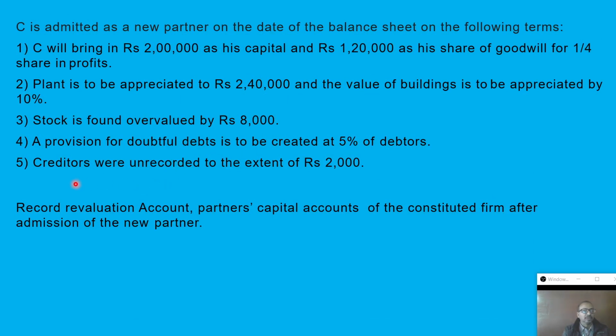After that, the next adjustment: creditors were unrecorded to the extent of rupees 2,000. Unrecorded means which was not shown. When the supplier supplied the goods to us, at that time we pass the entry purchase account debit to creditors, but in the creditors book or trial balance it was not shown, therefore on the liability side it was not recorded. So ultimately here on creditors we have to increase. That means liability increases. So again the entry will be revaluation account debit to creditors account.